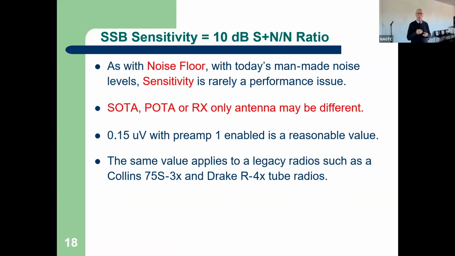You wonder what sensitivity was a long time ago. So I had a Collins or I had a Drake or whatever. What was it? A typical radio was 0.15 microvolts. And now with modern radios, usually you get 0.15 microvolts with preamp 1 on. Not with no preamp, it's probably more like half a microvolt or something like that. So this really hasn't changed in 50 years. 0.15 microvolts has been a valid number for all the time I've been a ham, that's for sure.